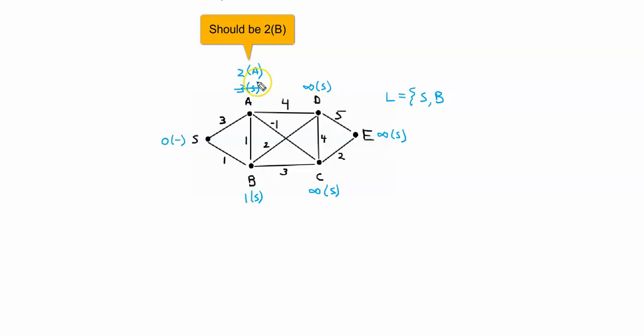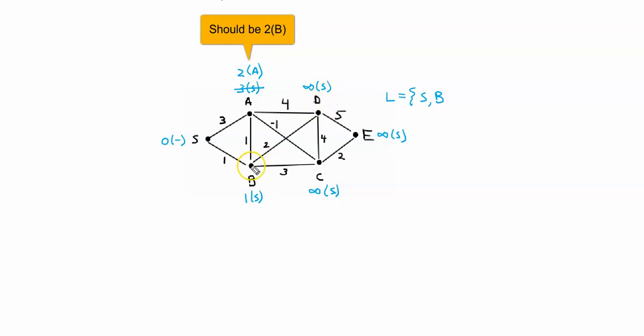So what that indicates is that it's actually shorter to go from S to B to A, than going directly from S to A, which has an edge weight of 3. So it's shorter to go from S to B to A, because that only has a path weight of 2, sorry, 2. Okay.